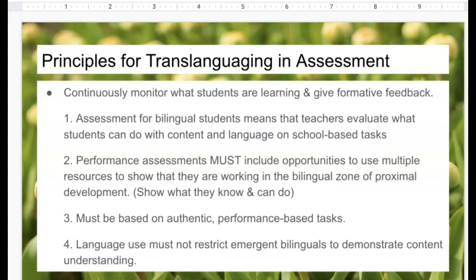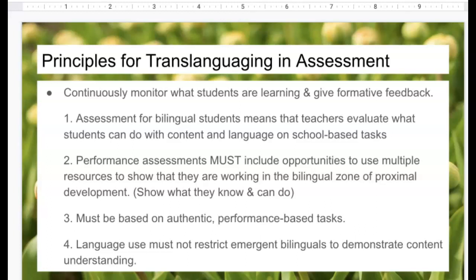Here are some general principles for translanguaging and assessment, and these are also from the Translanguaging Classroom book. The idea is you want to continuously monitor what students are learning and give formative feedback. This area is so critical, and often the way that we're assessing our students in bilingual classrooms is really designed for monolingual students and not bilingual students. That's where teachers often become frustrated and think that their students aren't acquiring the language when likely they are, but our assessments are not designed for assessing them for the content.